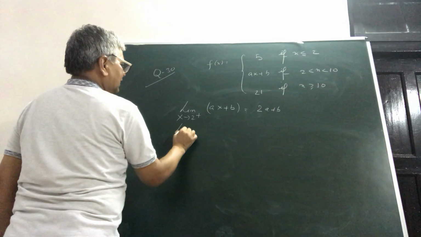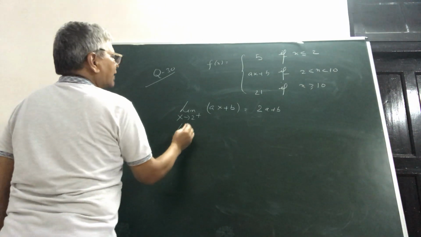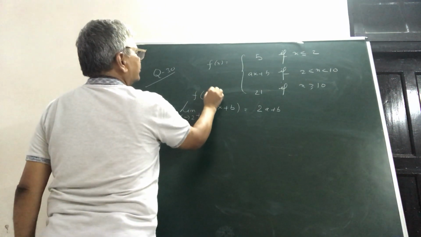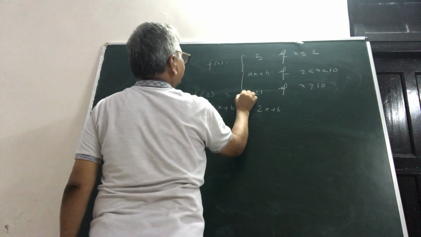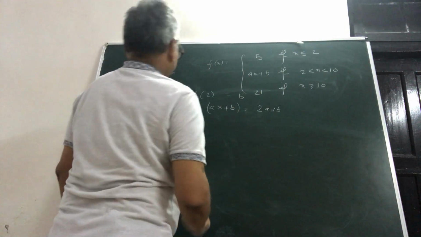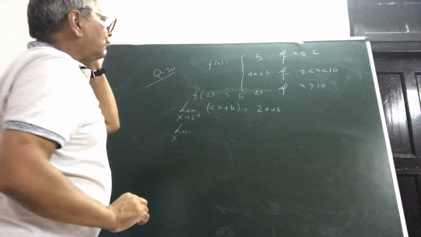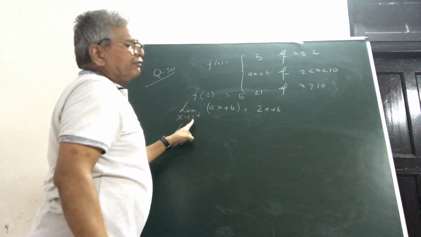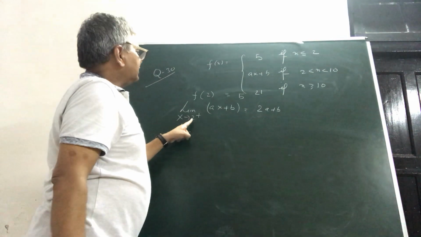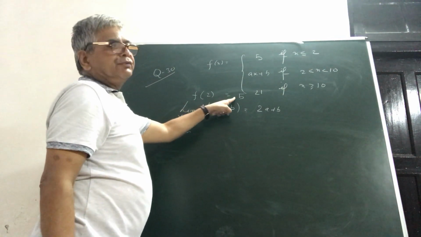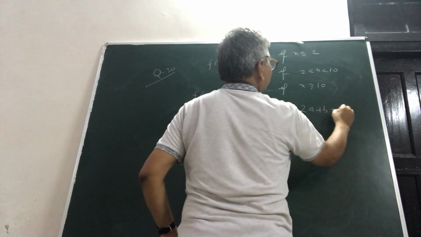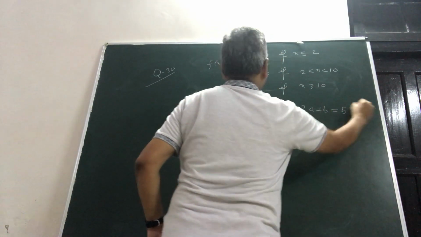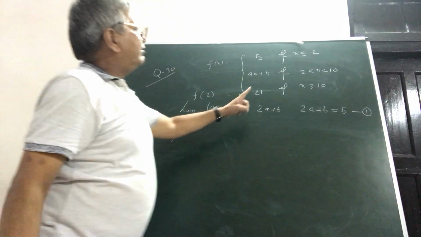Then what is the functional value? f at 2. f at 2 is defined which way? x is less than or equal to 2, so the function is 5. Here the function is continuous throughout, so this limit should be equal to its functional value. So one equation which we will get is 2a plus b is equal to 5. This is the first equation.